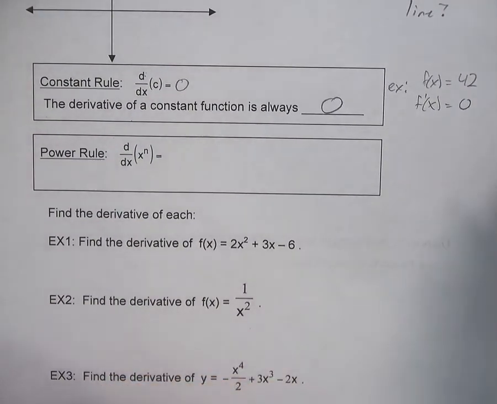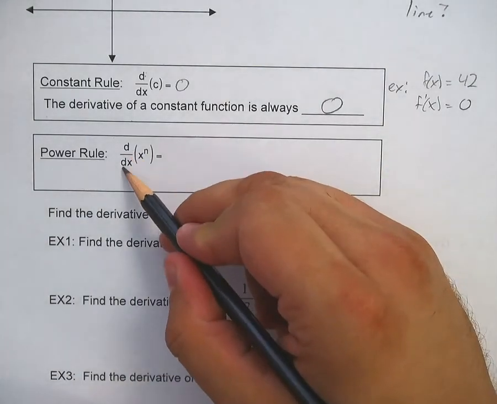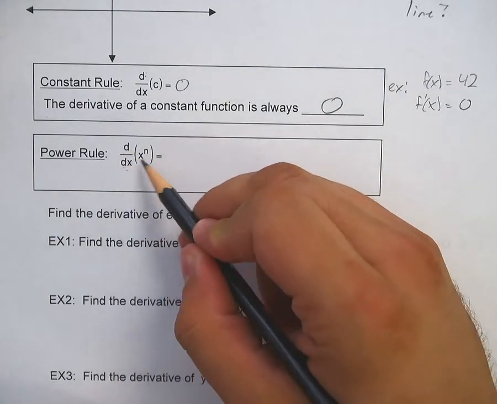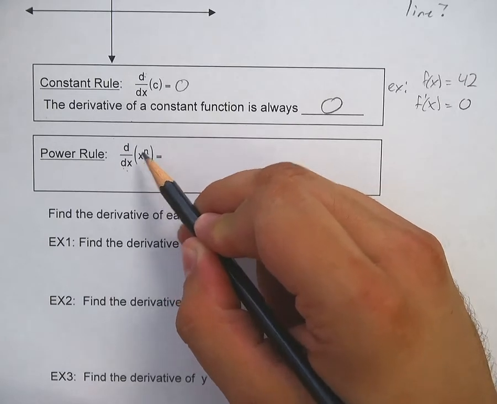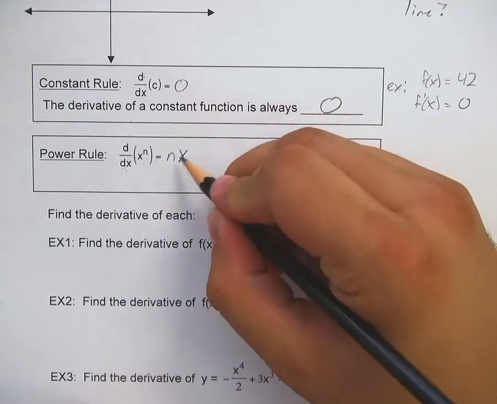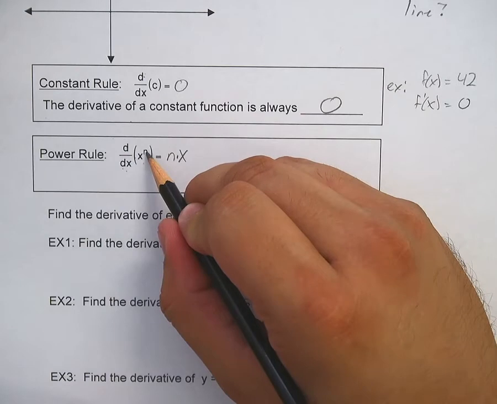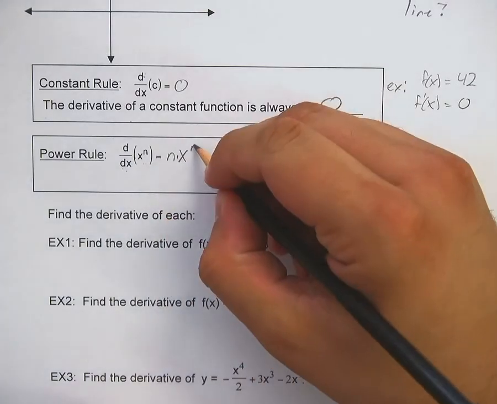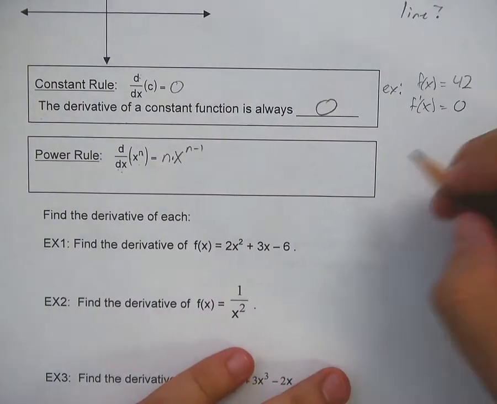Okay, so going down the chain here, the power rule. Now, this is the one everybody likes. The power rule says if I take a derivative with respect to x of this guy right here, I'm going to take this exponent and drop it in front. So now it's n times x, and I'm going to subtract 1 from the power, n minus 1.